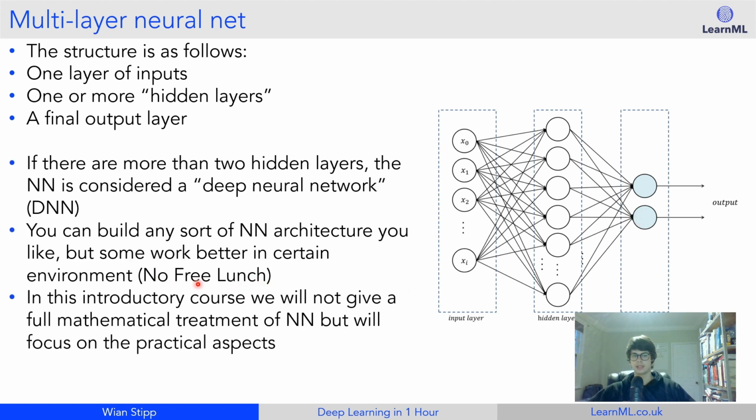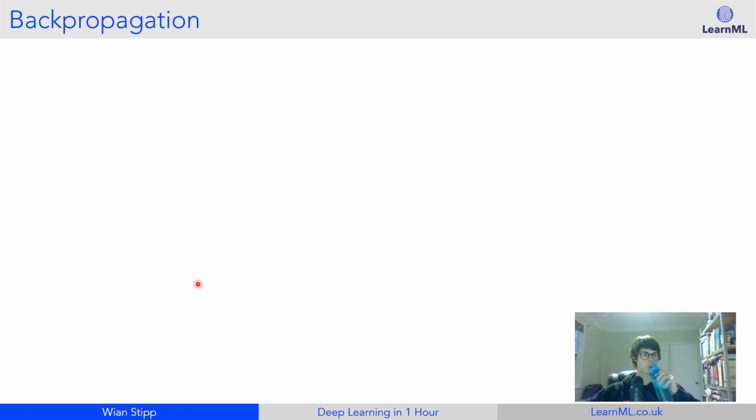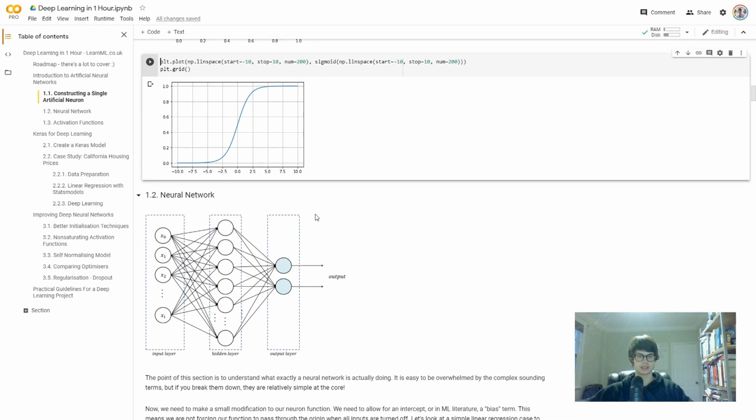Also, another thing to note is the no free lunch theorem, and this essentially says that there is no one neural network or no one model that works best for all applications. Okay, before we talk about backprop, let's have a look at this in action.